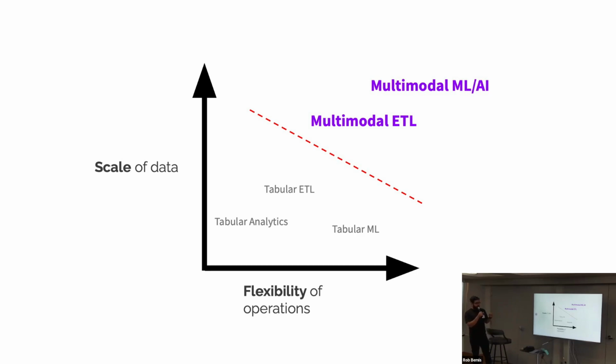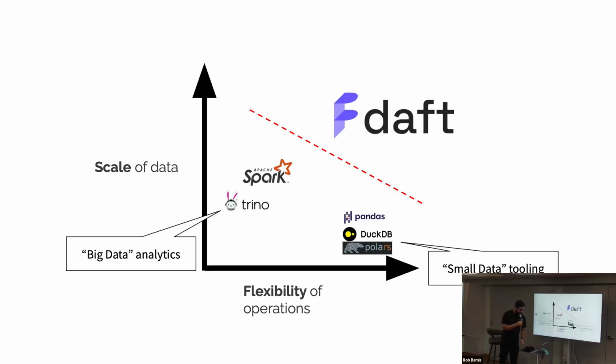If you look at the tabular space, you have things like ETL, analytics, and ML. They are either low in scale or low in flexibility, so they're actually not intractable to run. However, when you go multimodal, you have to do things like large-scale batch inference, run GPUs, tokenize. It gets quite complex very quickly. Or you run on very large scale. I'm sure you have seen things like GPT-4 or these new models that essentially train on the entire corpus of text on the internet. Let's look at some of the tools we have here.